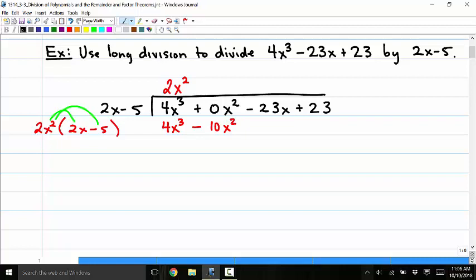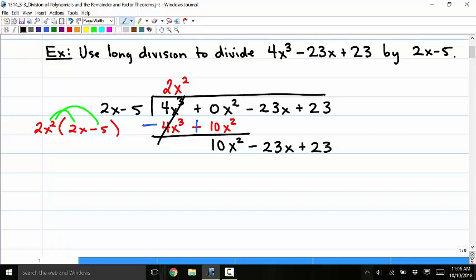Everybody follow? Okay, I'm going to subtract those, which means I have to change the sign. That goes to a minus, this goes to a plus. Once you do that, 4x cubed minus 4x cubed is gone. 0x squared plus 10x squared is 10x squared. And bring down the minus 23x plus 23.